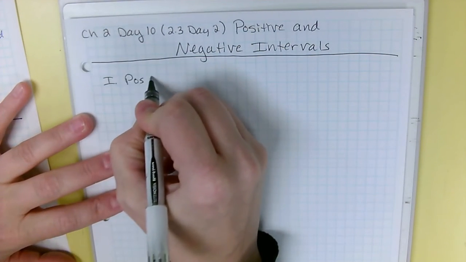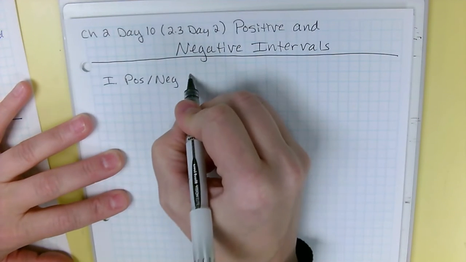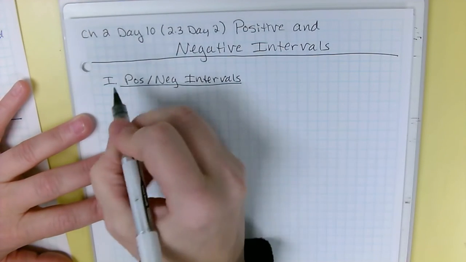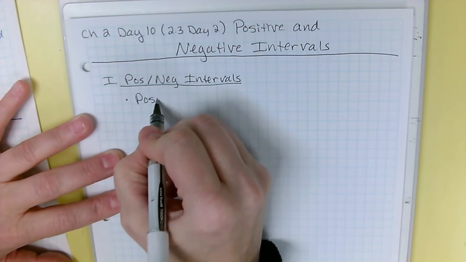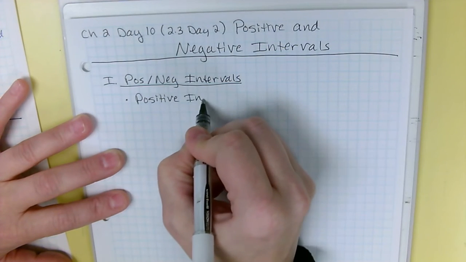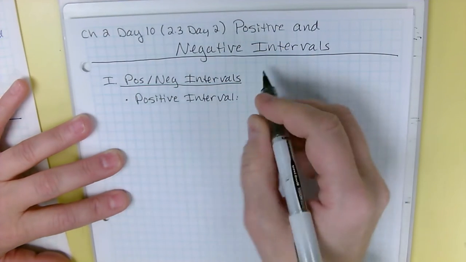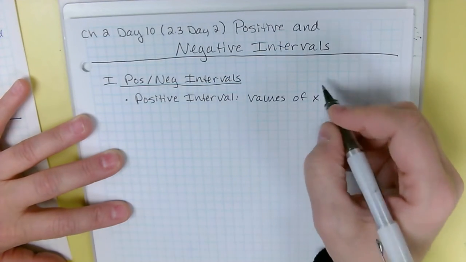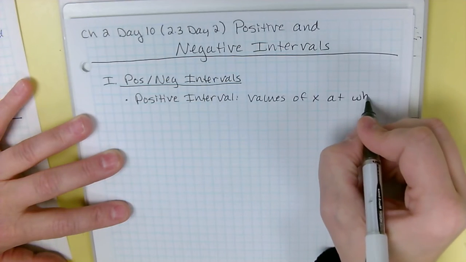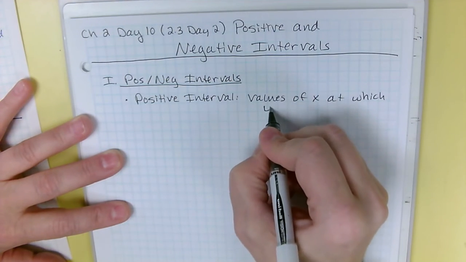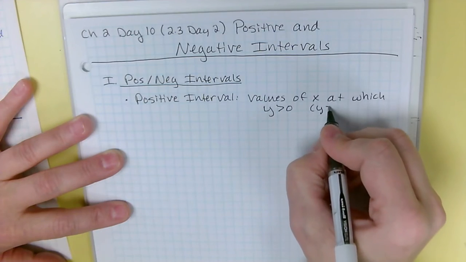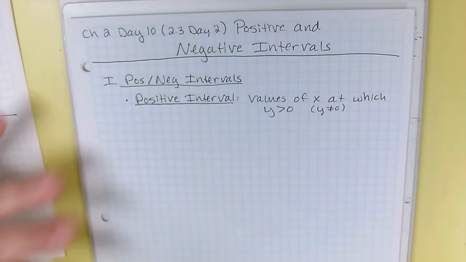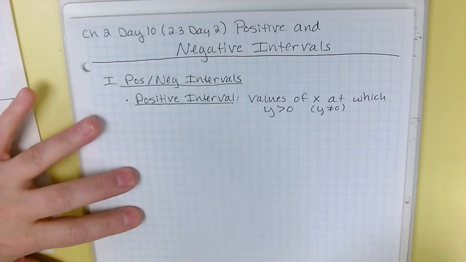Okay, so Roman numeral 1, what are positive and negative intervals? So first one, a positive interval on a graph are values of x at which y is greater than 0, and y can't be 0 and be a positive interval. So the interval is the location where y is a positive number.